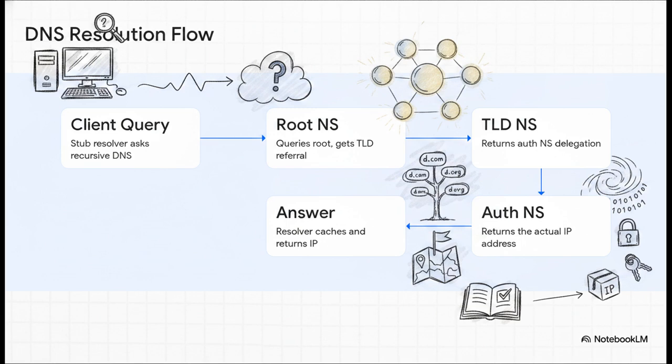That resolver then queries one of the 13 global root name server clusters. Now, the root doesn't know the specific IP, but it refers the query to the top-level domain, or TLD, name server. Think of the servers managing all .coms. The TLD then points to the authoritative name server for that specific domain. Finally, the authoritative server hands over the exact IP address. The resolver caches this answer based on its time to live, or TTL, and hands it right back to you.